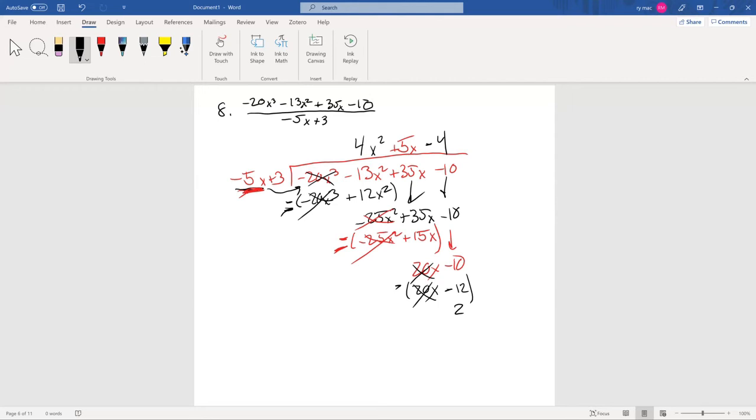So my answer for this, I can start writing it out, is 4x squared plus 5x minus 4. But I can't leave out my remainder here. So we write that as 2 divided by what I was dividing by originally. So 2 divided by negative 5x plus 3. And that is your answer for this. 4x squared plus 5x minus 4 plus 2 over negative 5x plus 3.